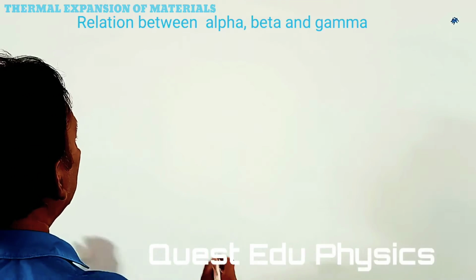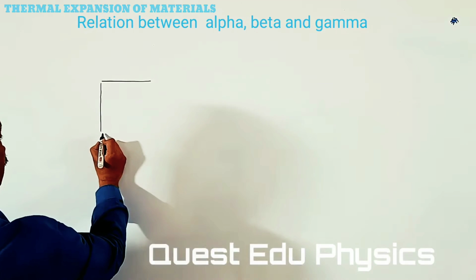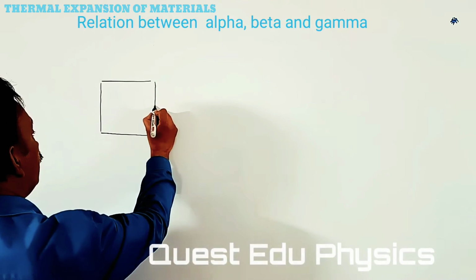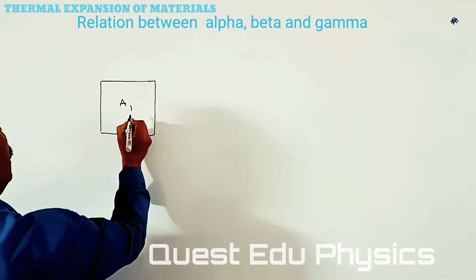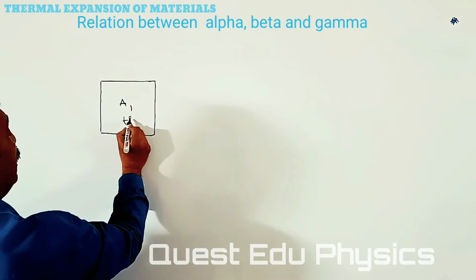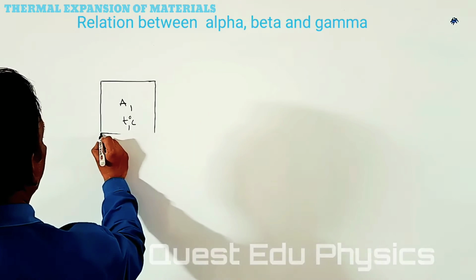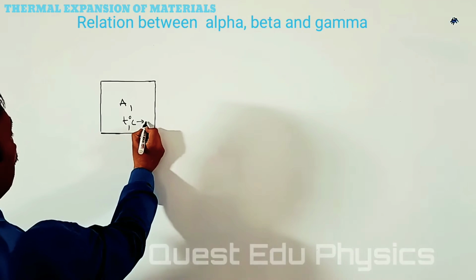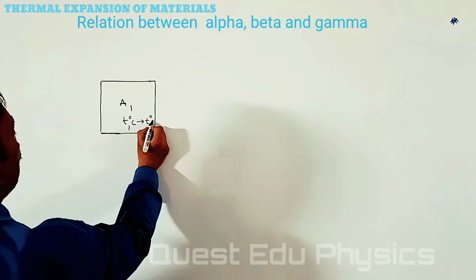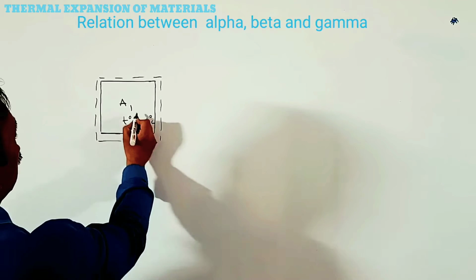To understand that, we have to take a plate, say a square plate, which has an area of A1 at a temperature of T1 degree centigrade, students. This is the metal plate which has the area of A1 at a temperature of T1 degree centigrade. We raise the temperature from T1 to T2 degree centigrade. Then the area has increased. The area is increased to A2, students.